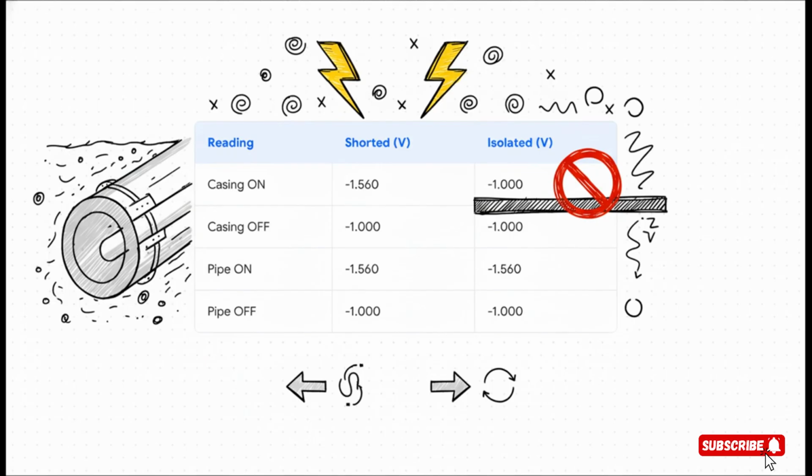And here's the kind of data you'd expect to get back. First, just look at the shorted column. With the CP system on, the potentials for both the casing and the pipe are exactly the same, negative 1.560 volts.